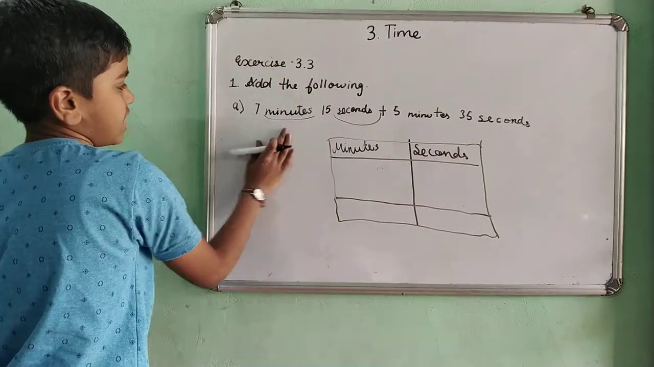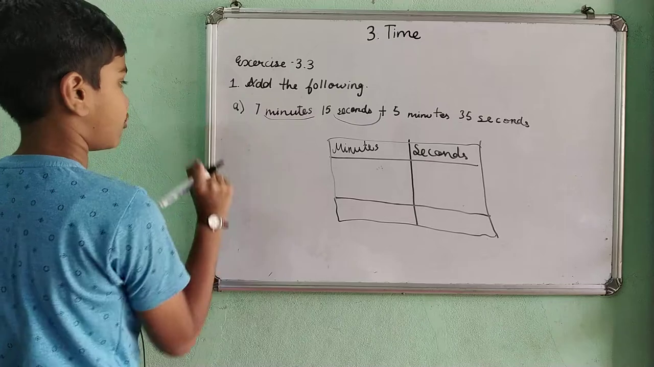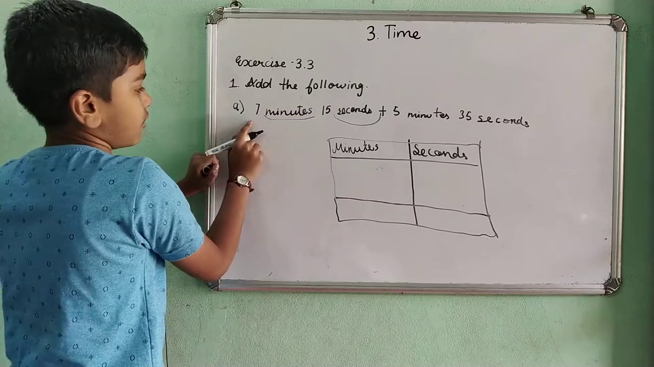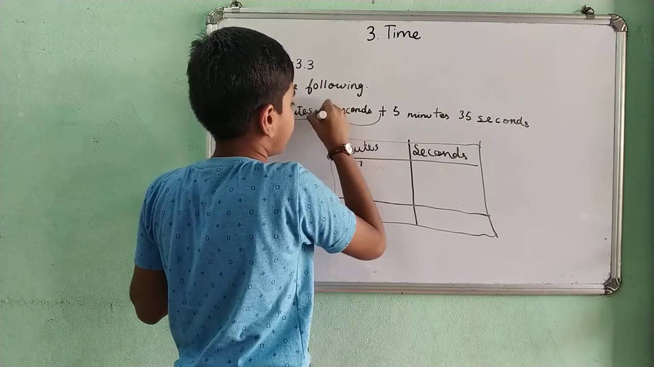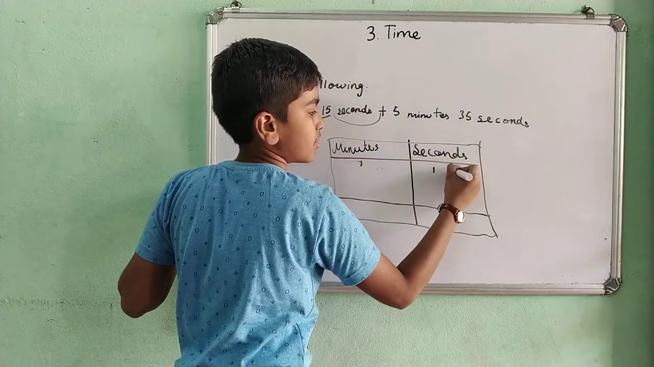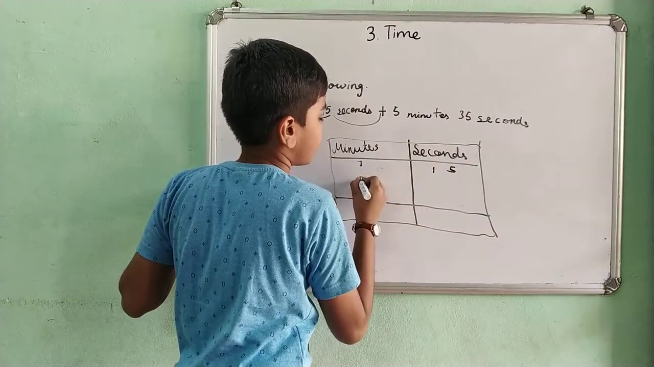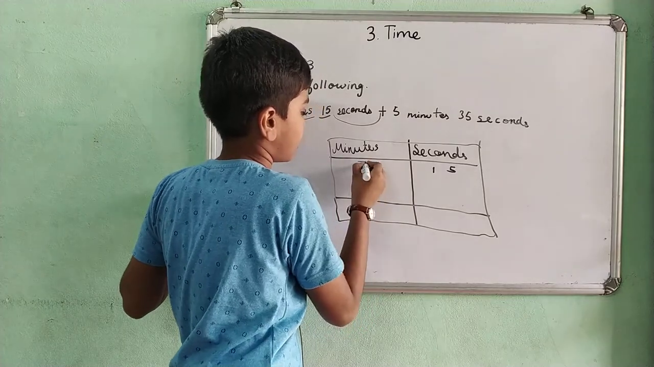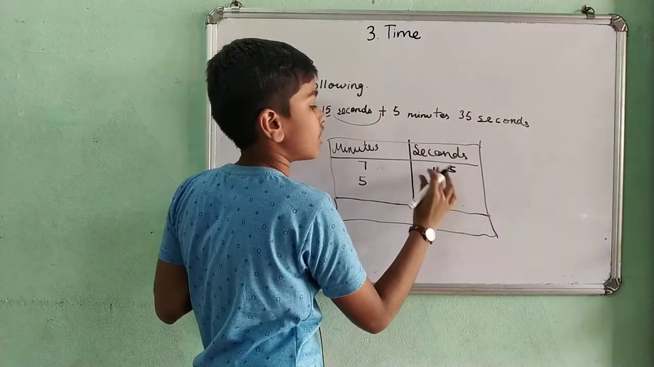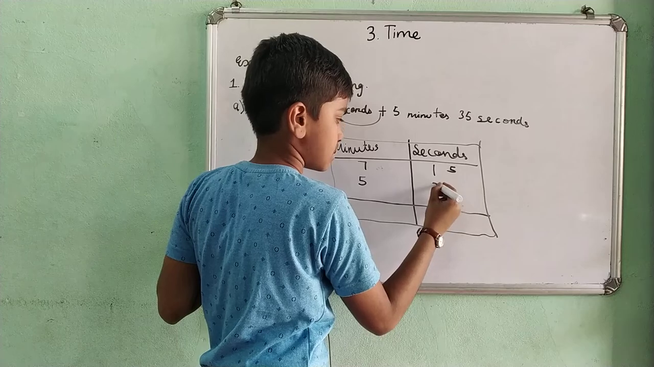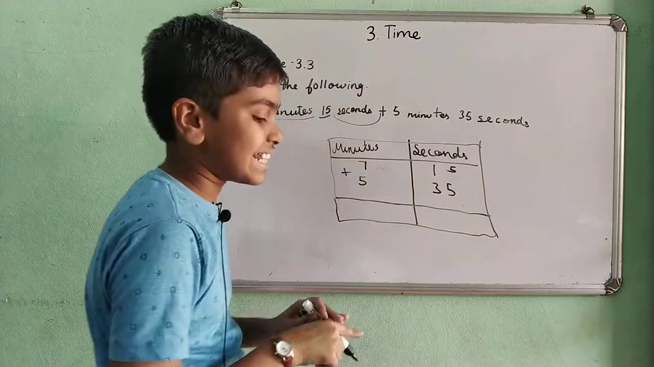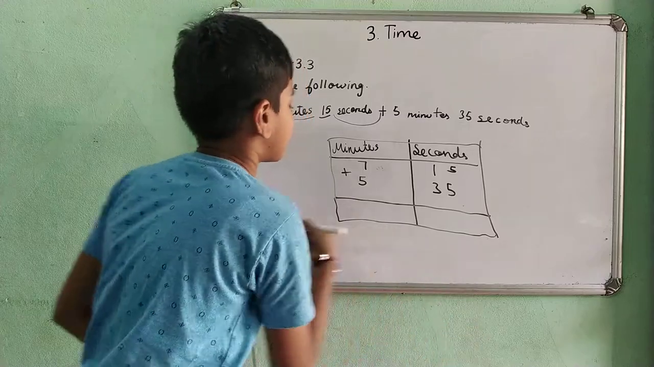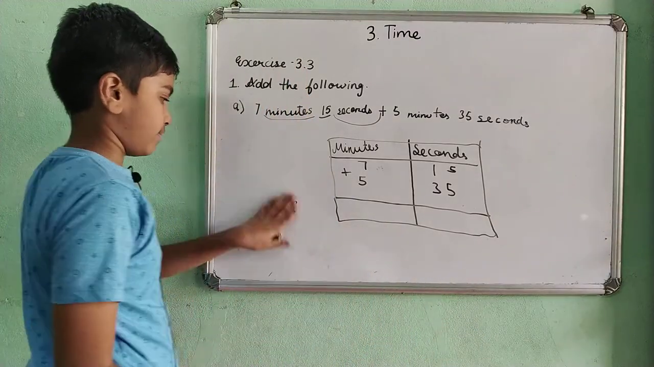So see, minutes, seconds. Now 7 minutes, we have to go for 7 minutes first. So for 7 minutes, we will write 7 in the minutes section, and 15 here, 5 here, just write it big, 7, and 35 here. Add them, because it says add the following, and get your answer. Quickly do it.